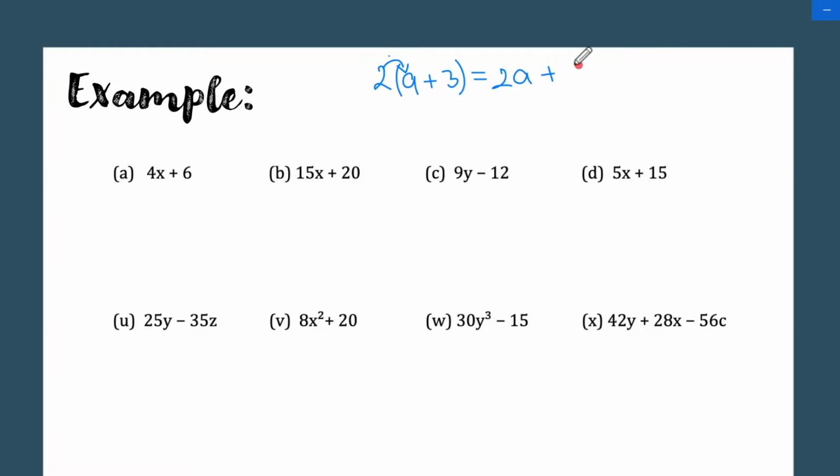If you don't know how to expand brackets, I do have a video on that. Actually, I have several on how to expand simple brackets, double brackets, and even 3 brackets. So just go and check them out if you want to learn those as well.